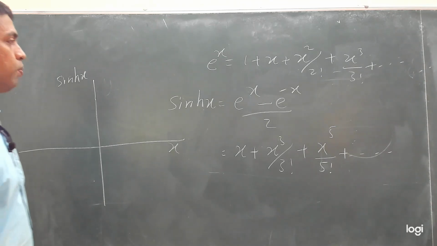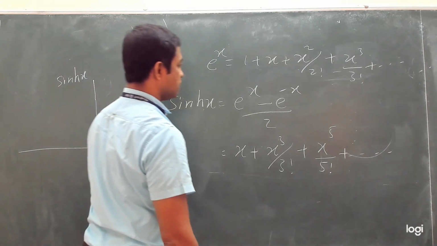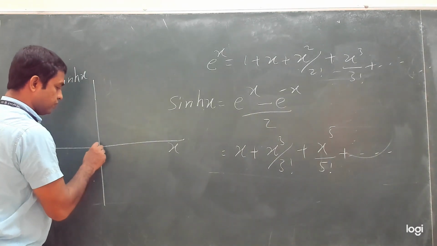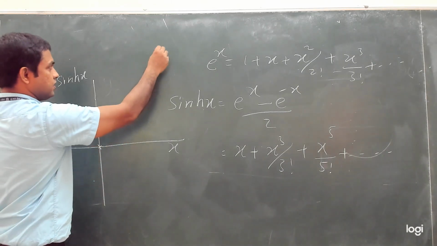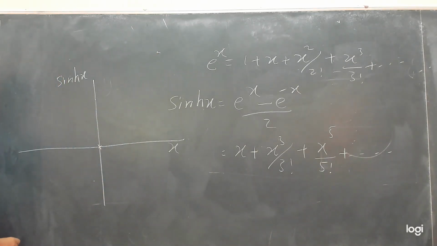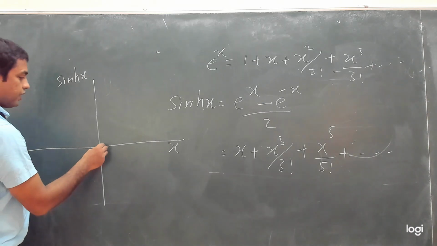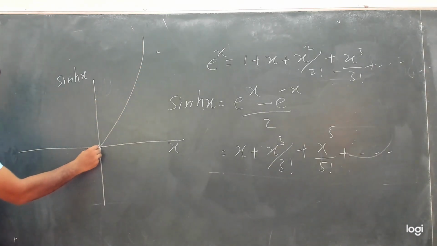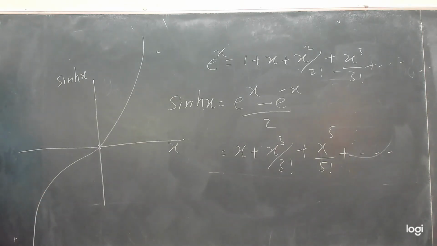So x tends to minus infinity, it is minus infinity. At x is equal to 0 it is 0. At x is equal to plus infinity it is infinity. The slope here, yes, it is 1. So, this is sine hyperbolic.